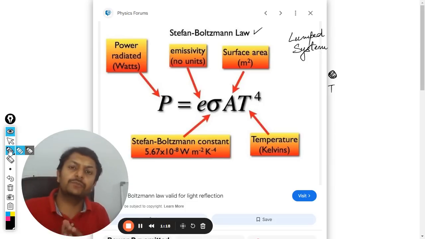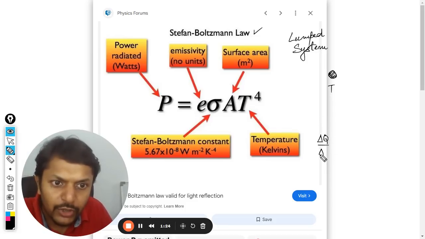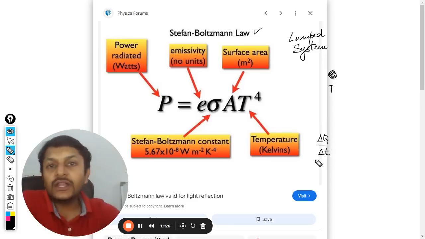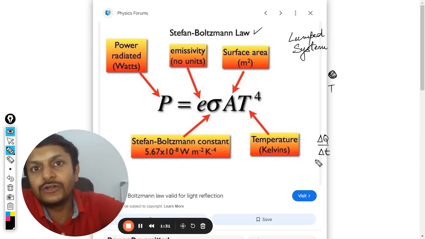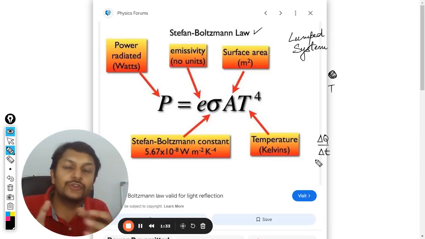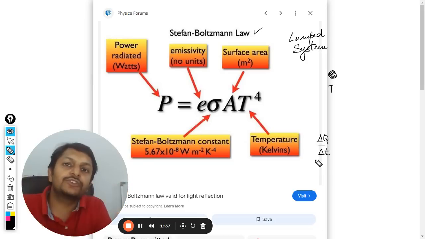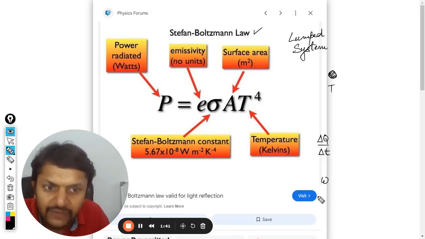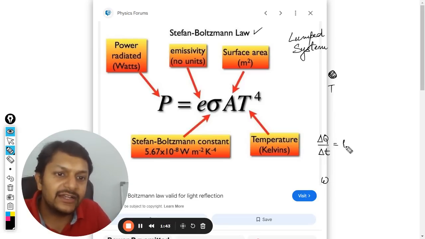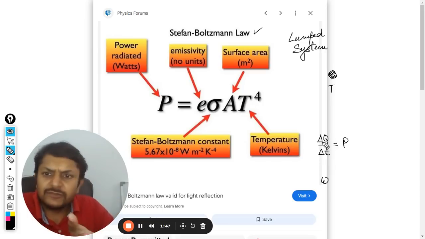Now, what Stefan Boltzmann law says is that the power radiated, again, I told you that in the topic of energy transfer, what are we interested in? We are interested in the rate at which the energy is flowing out. Even in conduction, I told you it is dq by dt or delta q by delta t, like how many joules are moving per second. So the unit here is again watt, and this is written as P because you're talking about a simple body here which is placed somewhere.